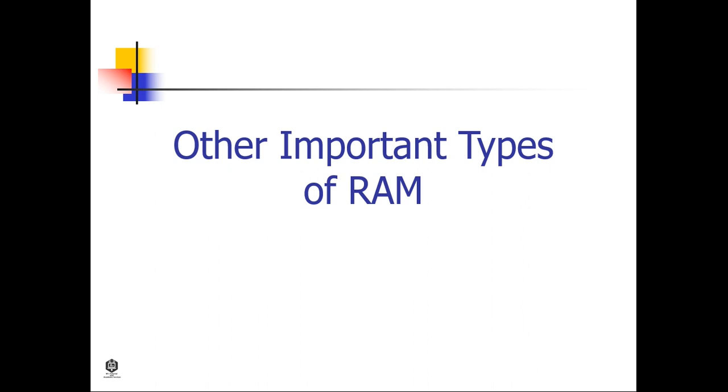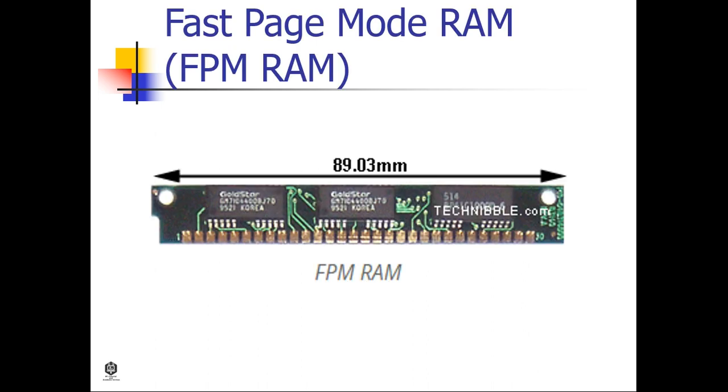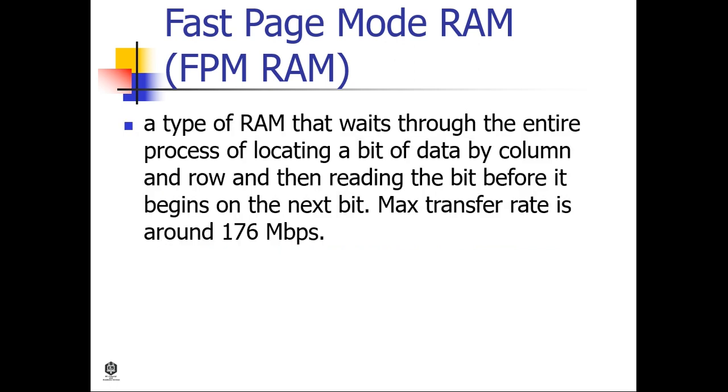There are other important types of RAM. The FPM RAM, which stands for Fast Page Mode RAM, is a type of dynamic RAM. The term fast page mode comes from the capability of memory being able to access data that is on the same page and can be done with less latency. Most 486 and Pentium-based systems from 1995 and earlier used FPM memory.